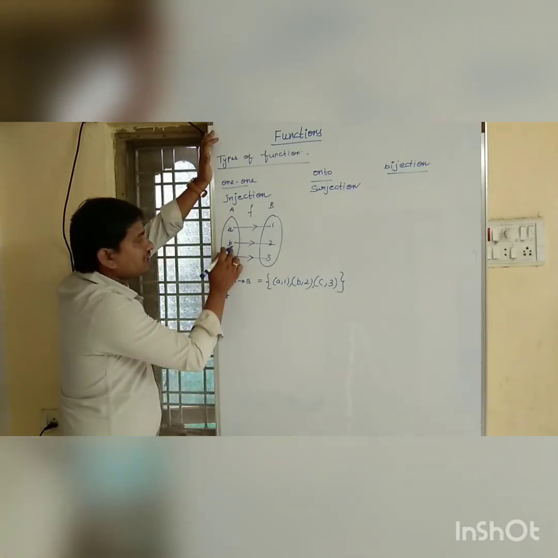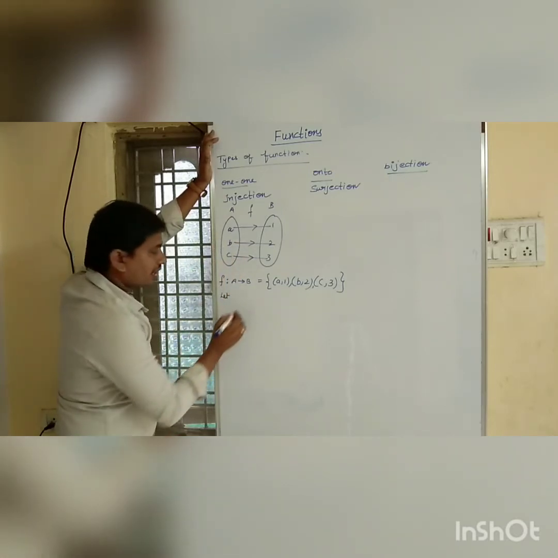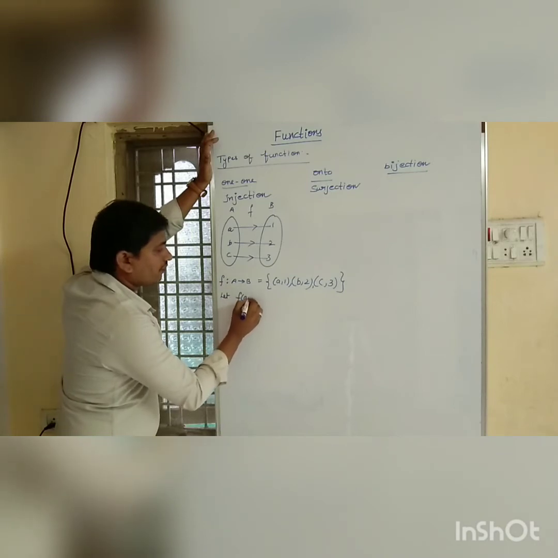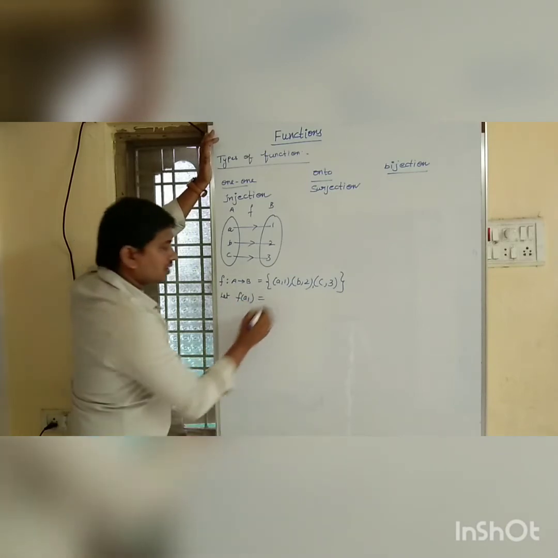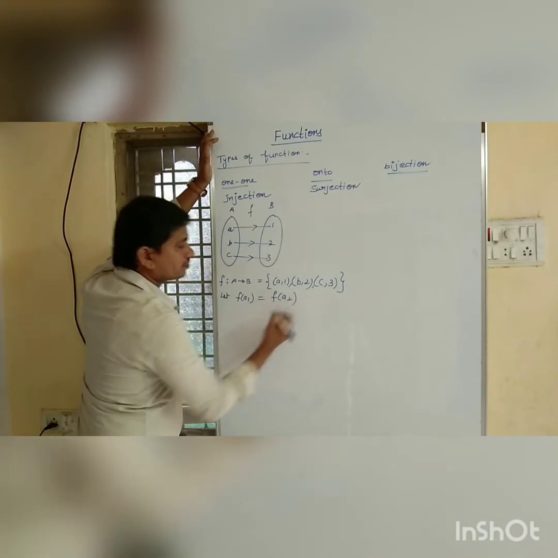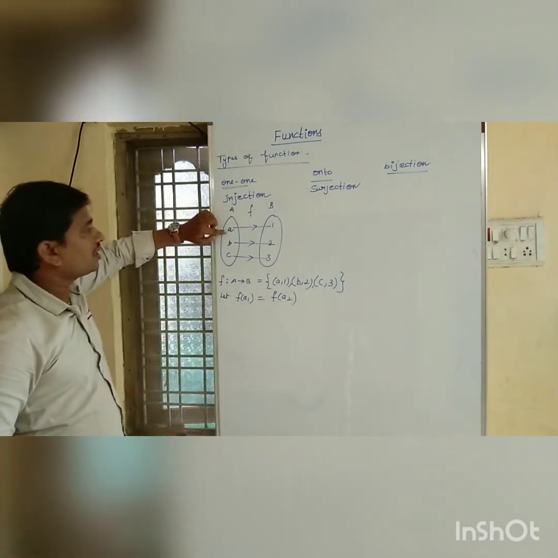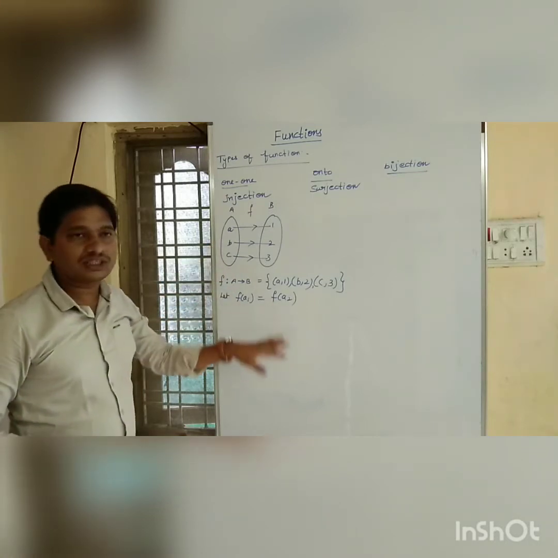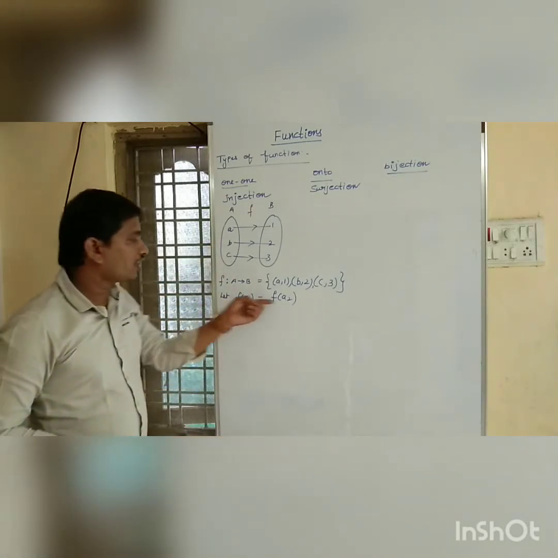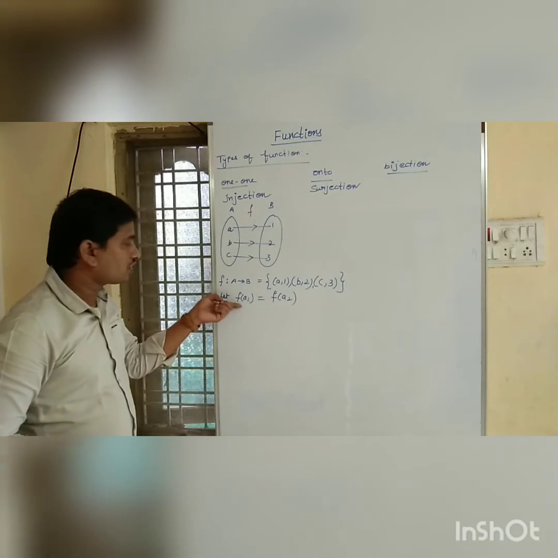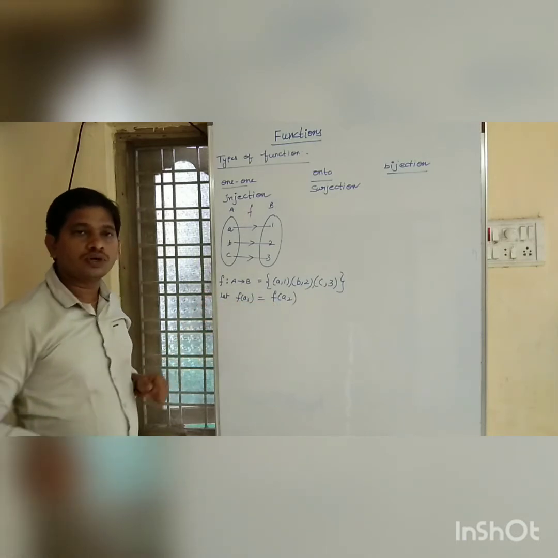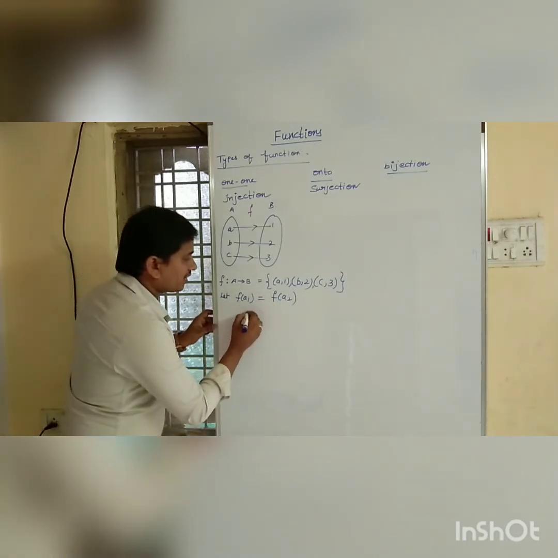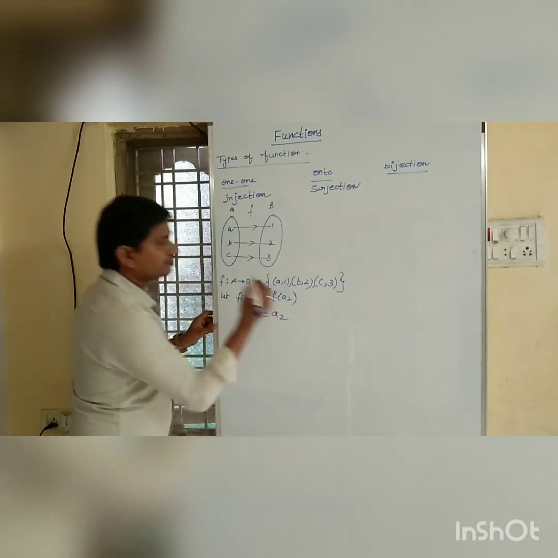So these are the elements in set A. Let f of a1 is equal to f of a2. One element in A must be mapped with one element in B. I mean, f of a1 must be equal to f of a2. One-one function we can also represent like this: f of a1 is equal to f of a2 implies that a1 is equal to a2.